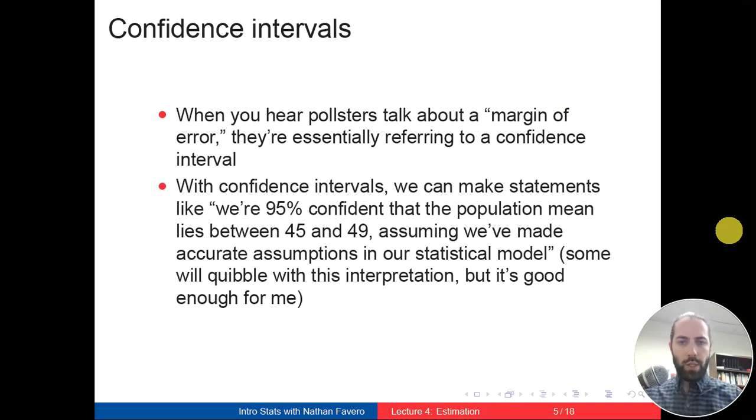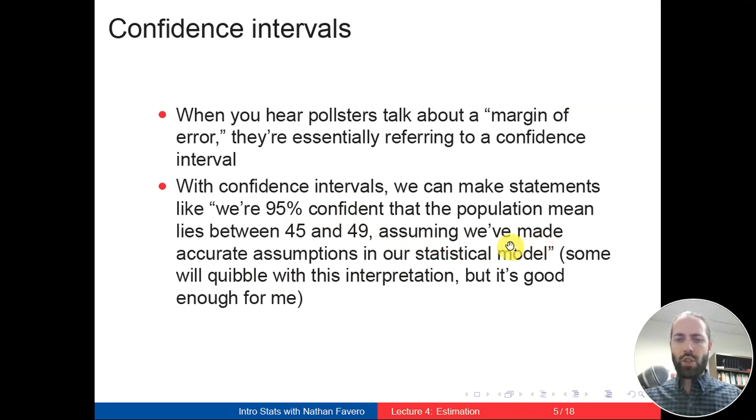But we want to be a little bit precise in how we talk about confidence intervals, just trying to relate it back to a term you've maybe heard before. With confidence intervals, we're going to be able to make statements like, I'm 95% confident that the true population mean lies between 45 and 49, assuming that we've made accurate assumptions in our statistical model. And that caveat, that we're always having to rely on assumptions in order to generate a confidence interval, is going to be important.